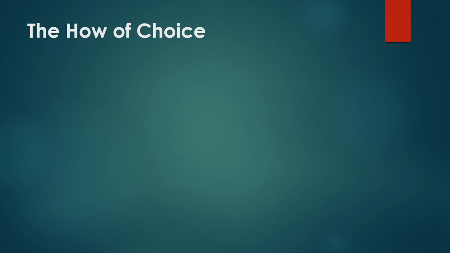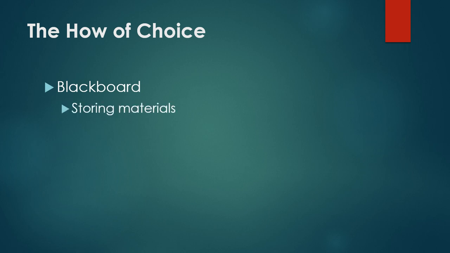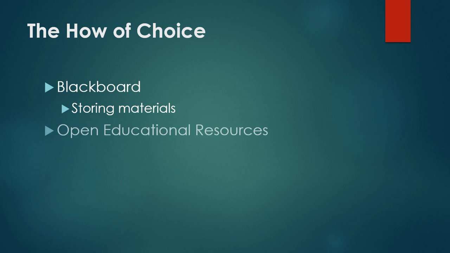And then it's the how of choice. How do you go about doing this? Well, I definitely lean here on technology, and of course the most primary technology that I use is Blackboard, because that's where I'm going to store materials such as my readings. I also look at and use a lot of open educational resources, and this allows me to find multiple pieces of content for a particular topic, and allow for students to use whichever one they decide to use without having them buy several different books.